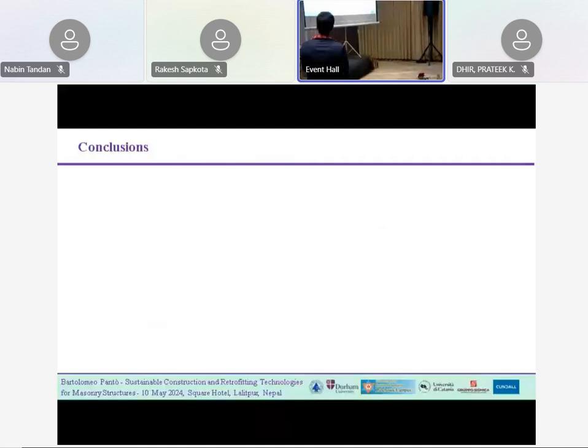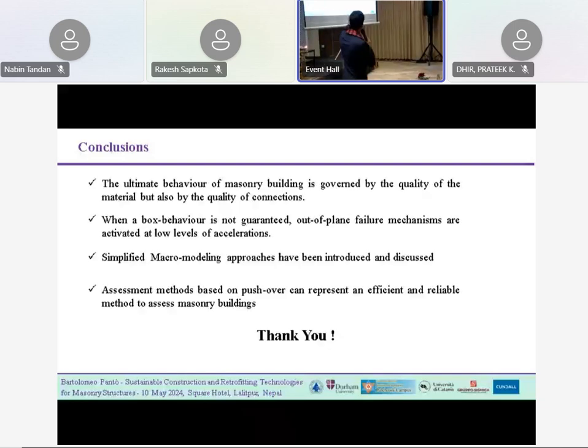And then what I want to highlight is the behavior of the masonry structure. And here the most important thing is the distinction between out-of-plane local and in-plane global behavior. And the particular typology of macro element strategies for modeling coupled with pushover analysis to have a relatively easy, but reliable assessment of the structures.